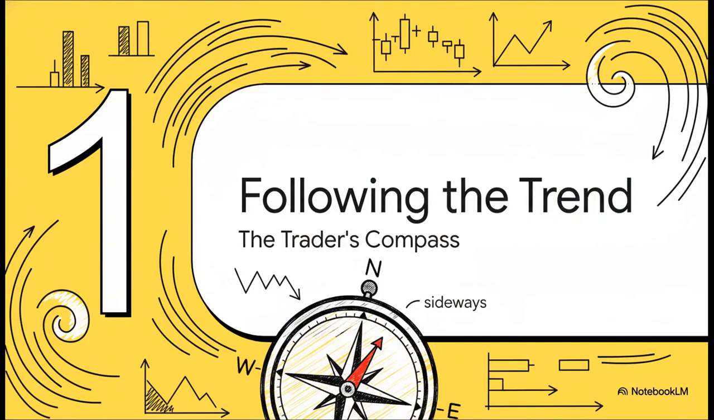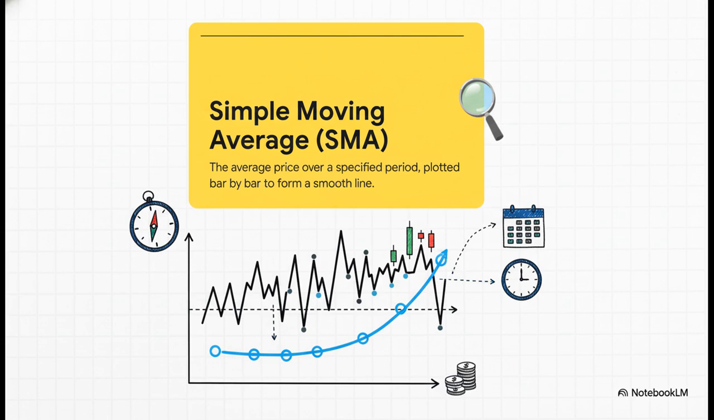Okay, first things first. Before you do anything else, you need to know which way the wind is blowing. Is the market pushing up, sliding down, or just going sideways? For that, we need a compass. This is the absolute foundation of our entire toolkit. Our compass is called the Simple Moving Average, or SMA. It's exactly what it sounds like.